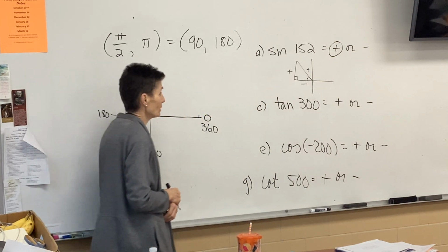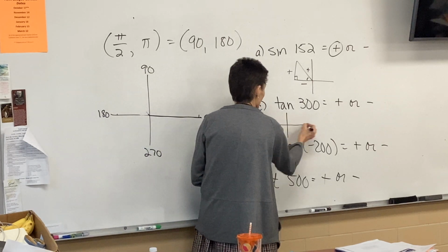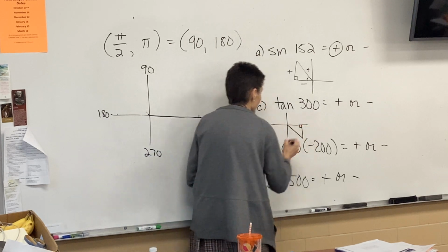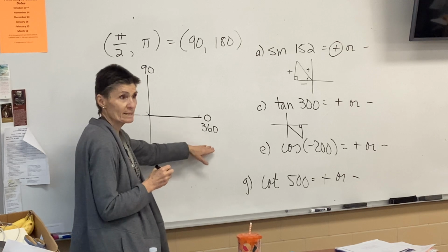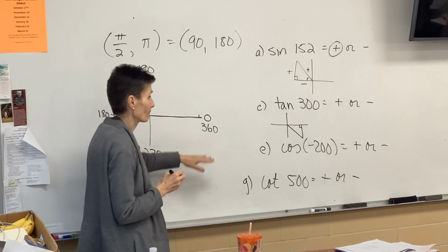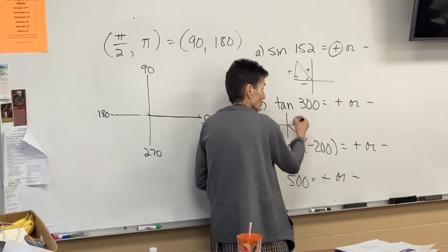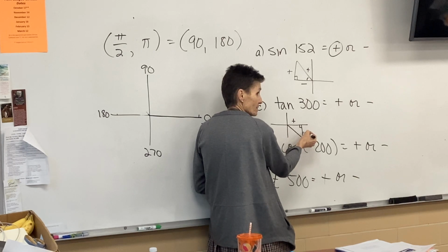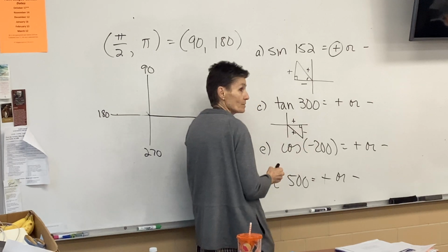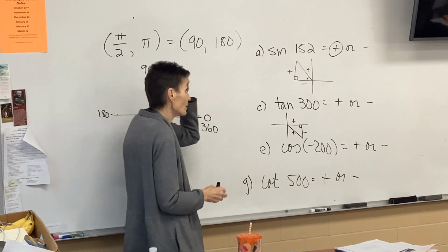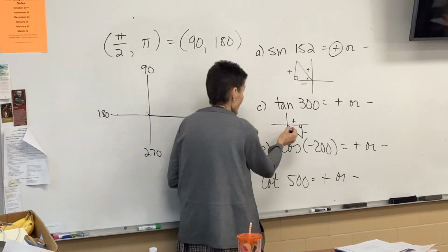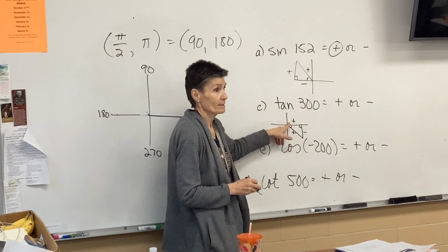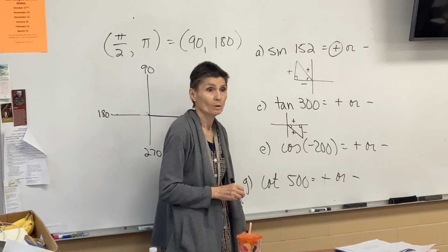What about 300? Where's 300 in our setup? Quadrant 4. Guys, it's between 270 and 360. Tell me about the sides of this triangle. This is positive, this is negative, and the hypotenuse is positive always. We want tangent. Here's your angle at the origin. Tangent is opposite over adjacent. So I hope you said the tangent was negative.